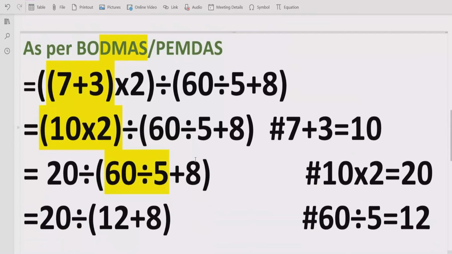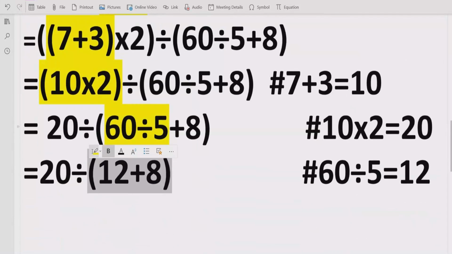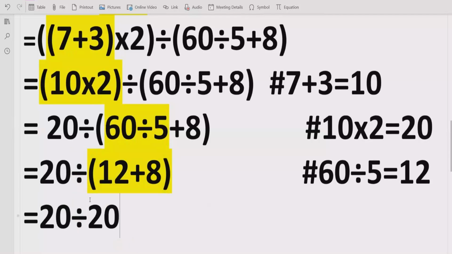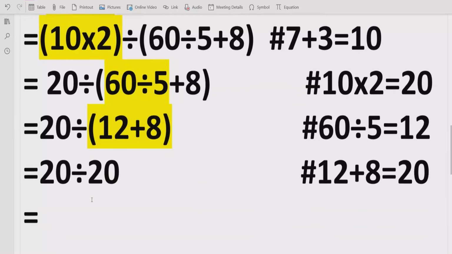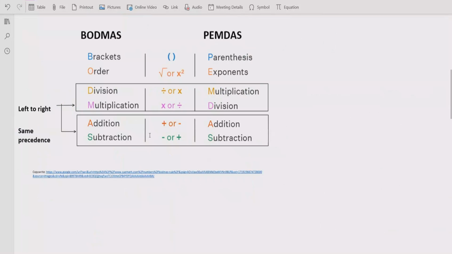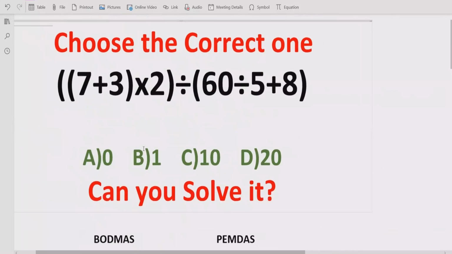Now move forward. Again we have a bracket. So we have to solve this one, which is 12 plus 8. And here we have to give the reference, 12 plus 8 equals 20. Now we have two terms which are dividing. So we have the divide sign, 20 divided by 20. So we will divide these two terms and get the answer 1. So the answer of the given expression is 1. If you see the answer list, answer B is the correct answer of this expression.